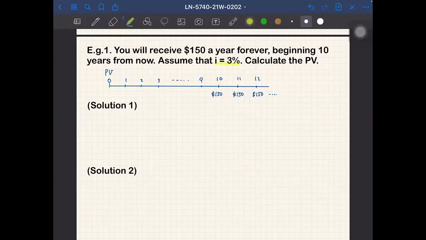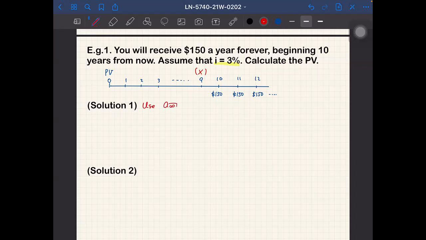So how to calculate this? We think about it in two ways. The one using perpetuity immediate, and the other using perpetuity due. If we use the perpetuity immediate, basically we at first let the value at t equal to 9 as x. Then after we calculate x, we can easily calculate PV. So use perpetuity immediate.